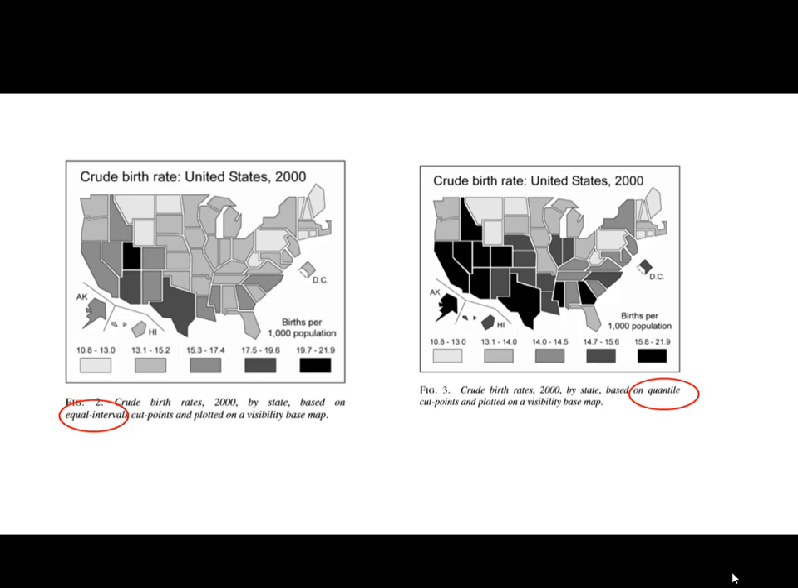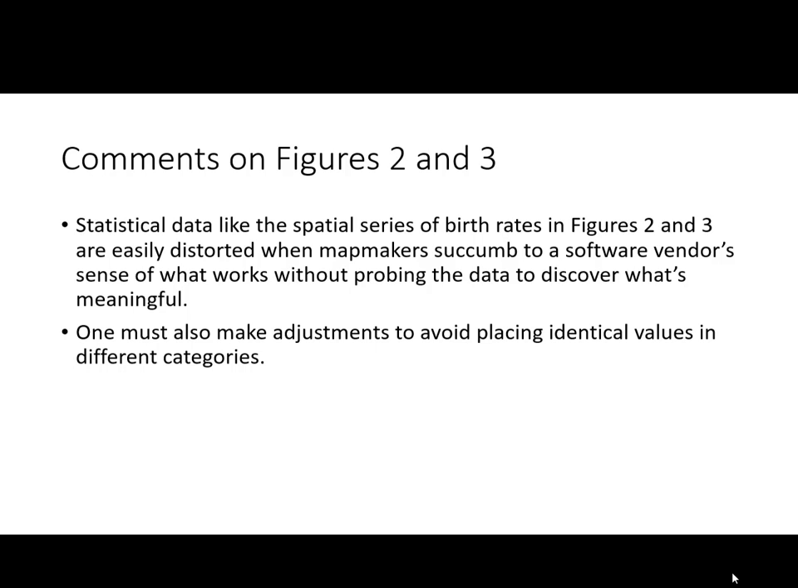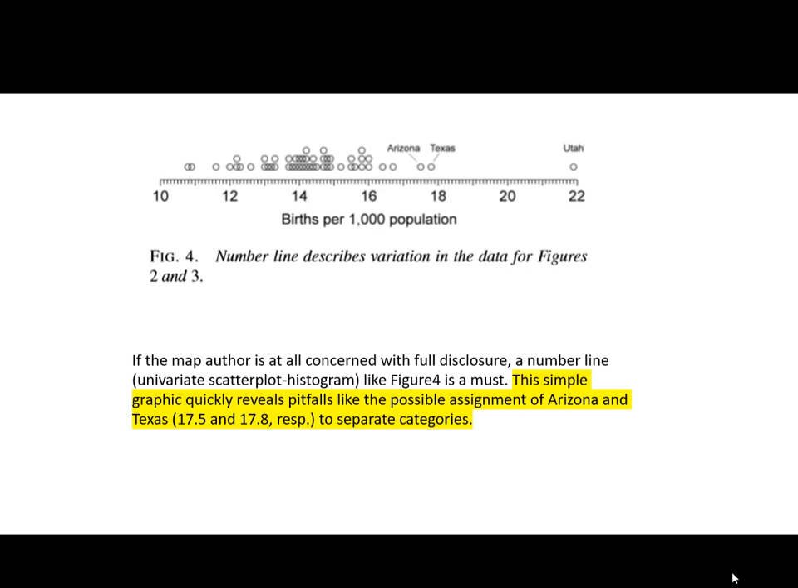map with different coloring. The same thing when we look at these two figures. The statistical data like the spatial series of birth rates in figures 2 and 3 are easily distorted when map makers succumb to a software vendor's sense of what works without probing the data to discover what's meaningful. One must also make adjustments to avoid placing identical values in different categories.